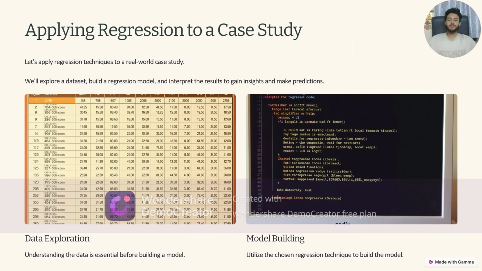Applying regression to a case study. Let's apply regression techniques to a real world case study. We will explore a dataset, build a regression model, and interpret the results to gain insights and make predictions. Data exploration: understanding the data is essential before building a model. And model building utilizes the chosen regression techniques to build a model.